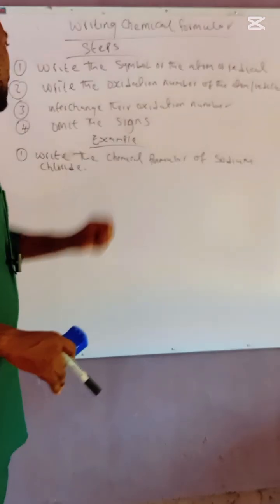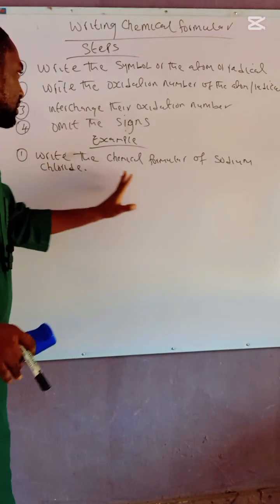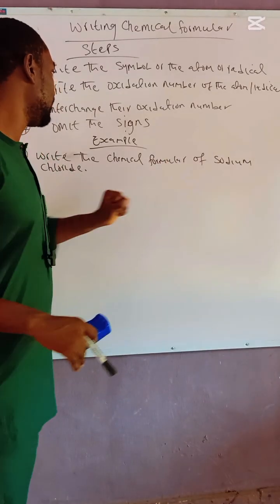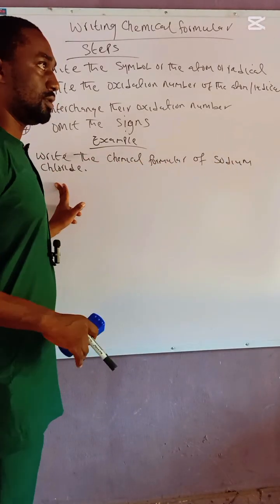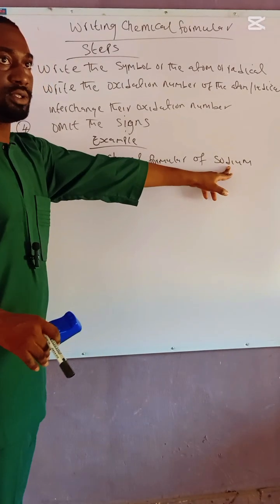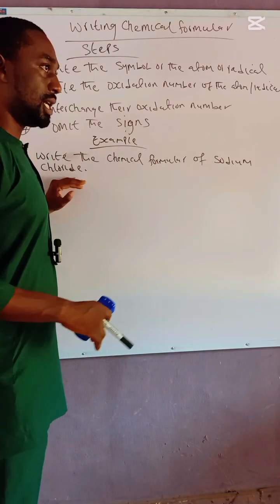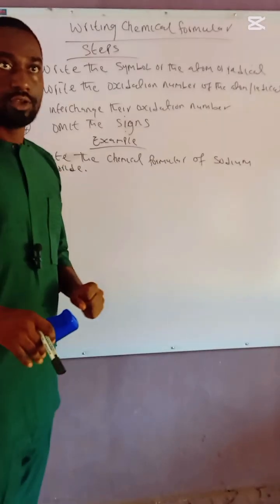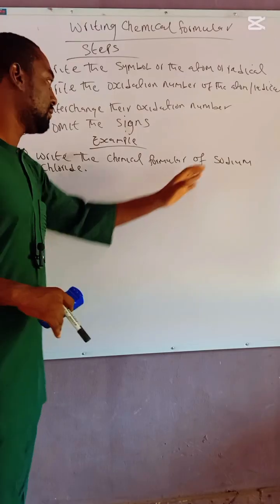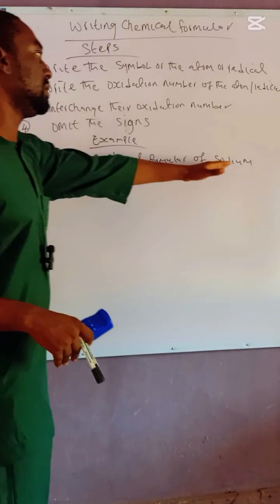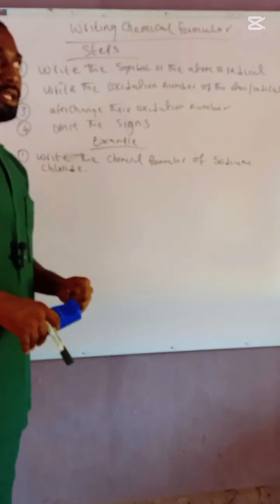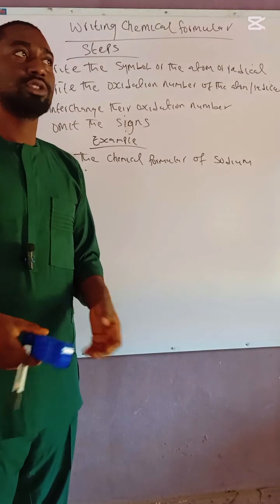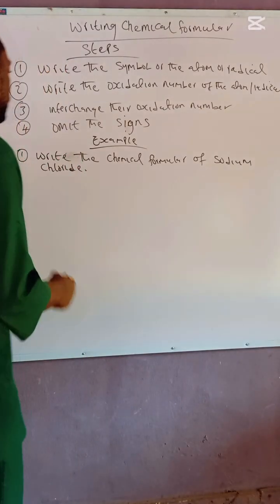E dey very simple. Number one, they say make you write the symbol of the atom or radical. Now, if we look at the name wey dey give us here, sodium chloride, you go know say sodium na element, chloride na element, radical no dey here. No fear, I go tell you wetin radical be later. So you go ask yourself, wetin be the symbol of sodium? You don know symbols na, you suppose don know symbols.